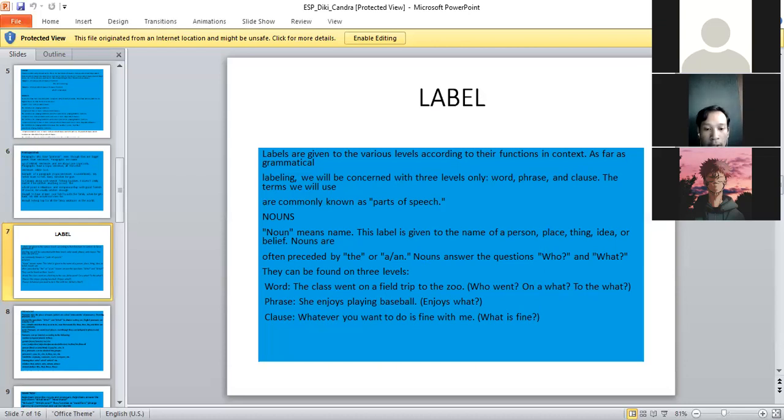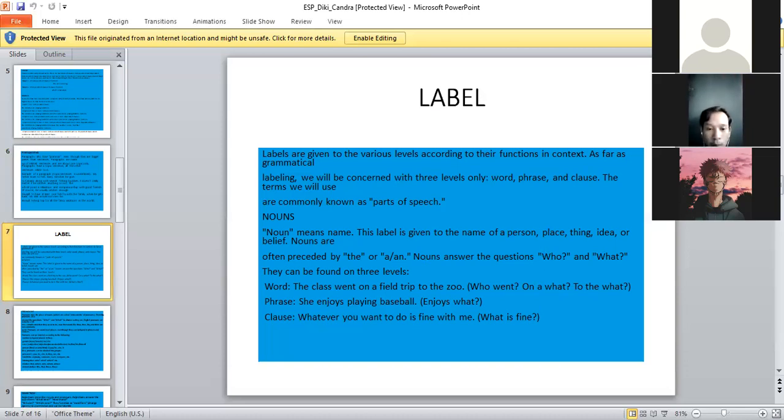Word: The class went on a field trip to the zoo. Who went on a what to the what? Phrase: She enjoys playing baseball. Enjoys what? And clause: Whatever you want to do is fine with me. What is fine?